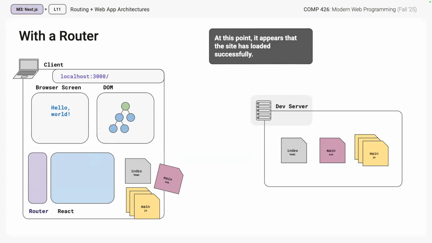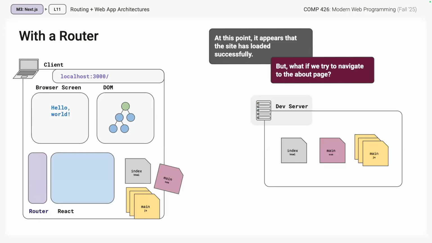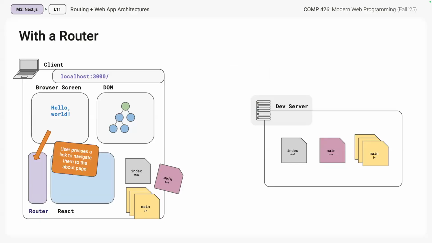There we go. So our site has loaded successfully. The only thing that changes now is the process by which we change the active page on our screen, right? So what if we try to navigate to the About page? Instead of pressing on an A tag link, I might draw this out to make it a little more clear. Before, we had something like A, href equals about. This is what we may have had before.